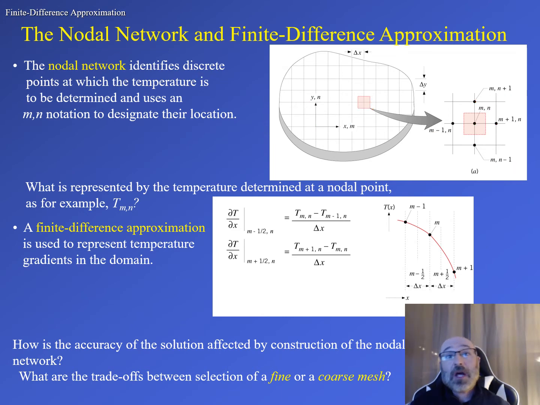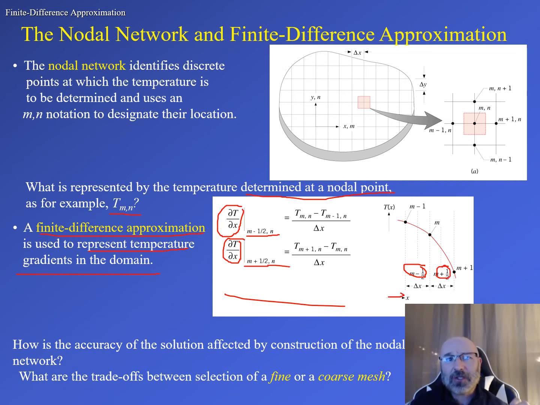Now taking a look down below at this graph, we can ask what is represented by the temperature determined at a nodal point, for example, our temperature at m,n. We can use this finite difference approximation to represent the temperature gradients in the domain. So this is where we can see our temperature gradients, our partial of T with respect to x for the location m minus 1/2 comma n. We can say the same thing for the partial of T with respect to x at m plus 1/2 comma n, so that would be this location right here.